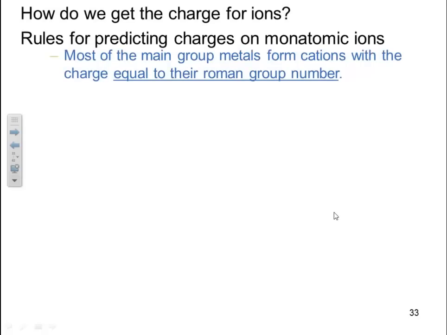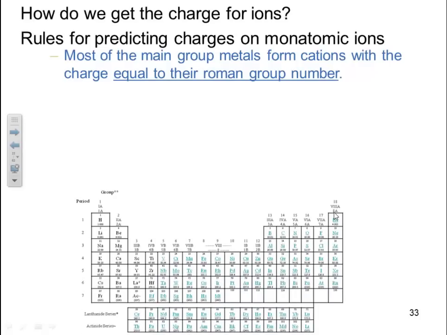So the rules for predicting charges on monatomic ions. Most of the main group metals form cations with the charge equal to their Roman group number. You remember the periodic table had Roman numerals on it. So what we're saying is Roman numeral 1 here is going to end up having a +1 charge. Roman numeral 2, +2.